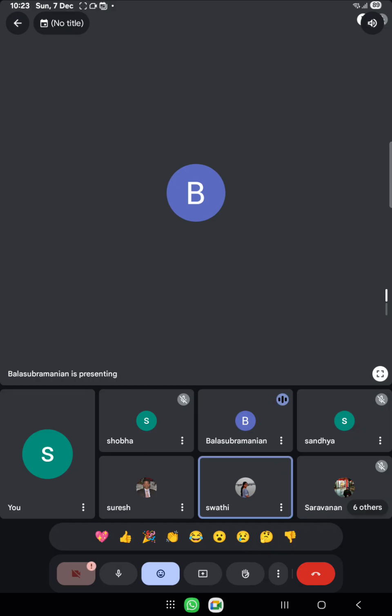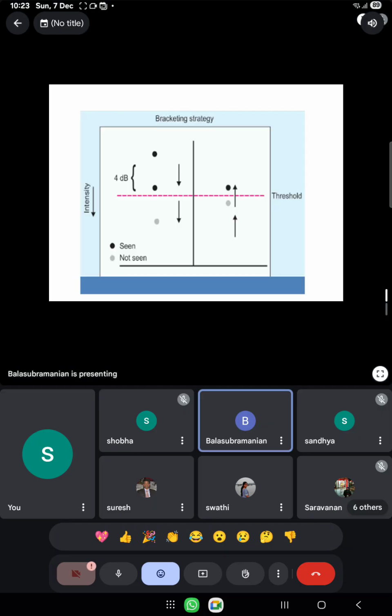The least point, where is it? Blind spot. Where will it be? It is 15 degrees temporal to the... Is it a circle? It is actually 15 to 20 degrees temporal to the fixation point from the center, right?